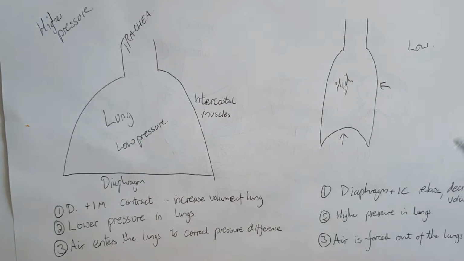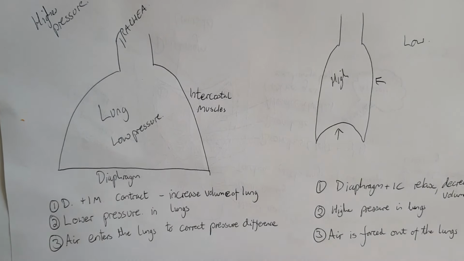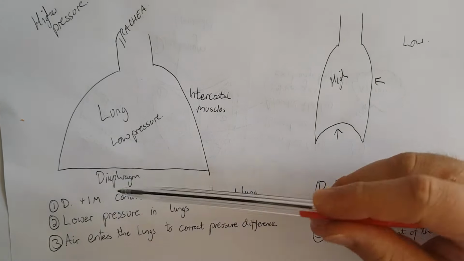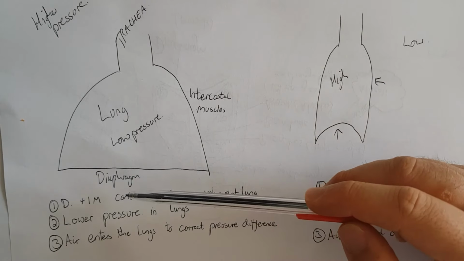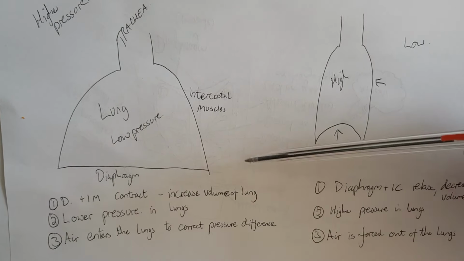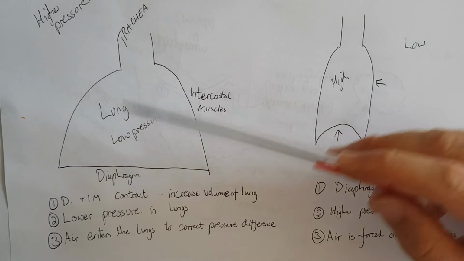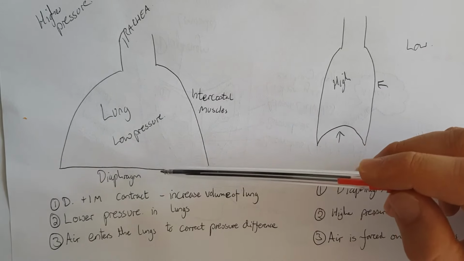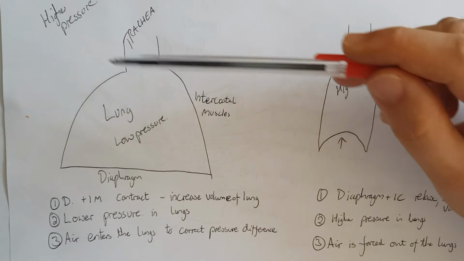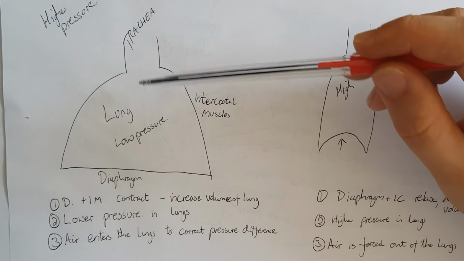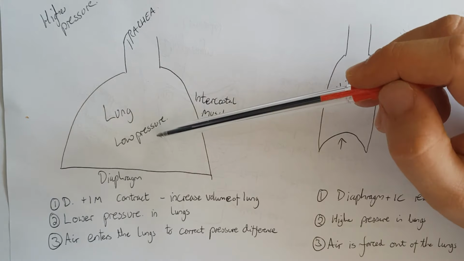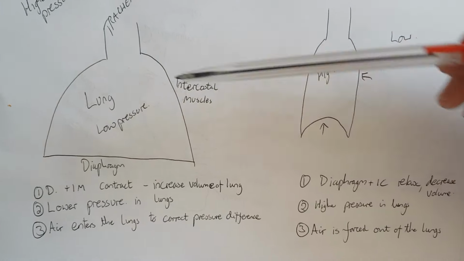We've also looked at how breathing happens, the mechanics behind it. So breathing in, our diaphragm and intercostal muscles contract. This increases the volume of the lung. Because we've increased the volume of the lung, we now have a lower pressure. We've got a high pressure outside and a low pressure inside, so air will be forced into the lungs to help correct that pressure difference.